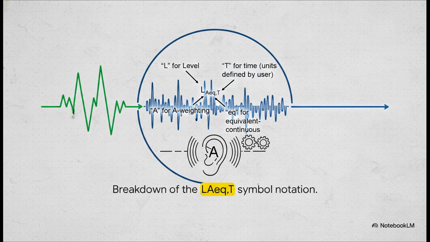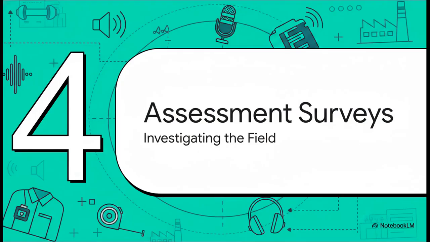Basically, it takes a chaotic, spiky graph of sound and smooths it into one clean, equivalent average number. A real game changer. Which brings us to Section 4, Types of Assessment Surveys. Let's take this investigation out into the field.